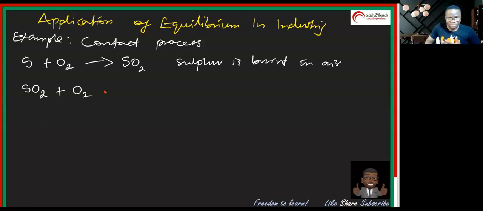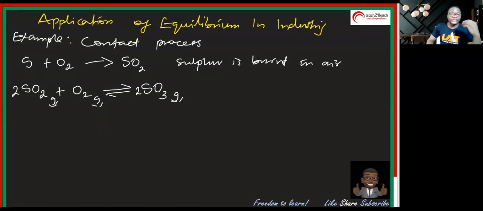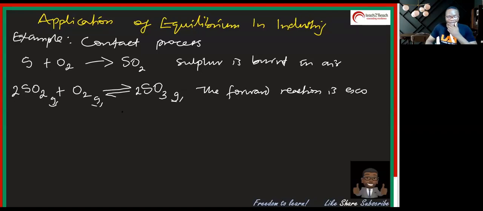But that reaction is a reversible reaction. It forms sulfur trioxide, so it's a gaseous system. So you can see now where equilibrium is coming in. In this particular reaction, the forward reaction is exothermic. You need to note that, please. The forward reaction is an exothermic reaction. Now let's see how they arrive at the production of sulfuric acid.